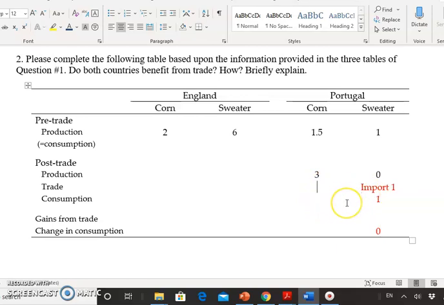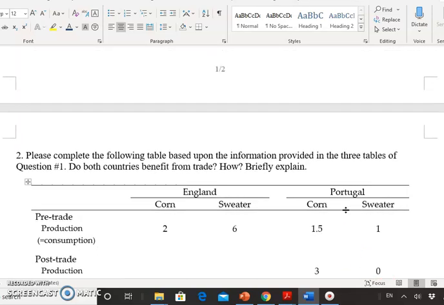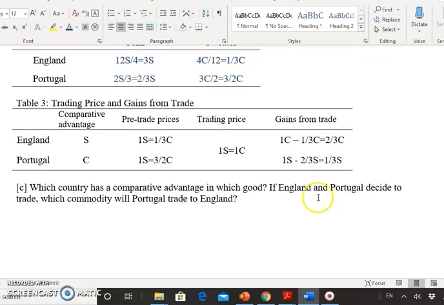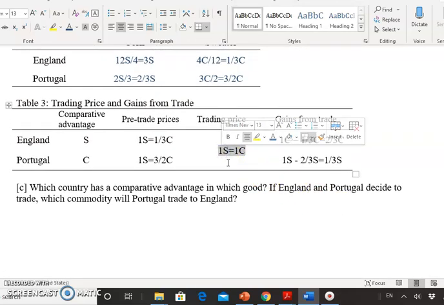But to be able to buy one sweater from England, they have to export corn, right? How many corn can they export to get one sweater? Again, come back here. Look at the trading price we came up with in table 3. We said that the trading price has to be somewhere in between these pre-trade prices, and we just arbitrarily pick this one: one sweater equals 1 corn, so that it will be very easy for us to calculate.